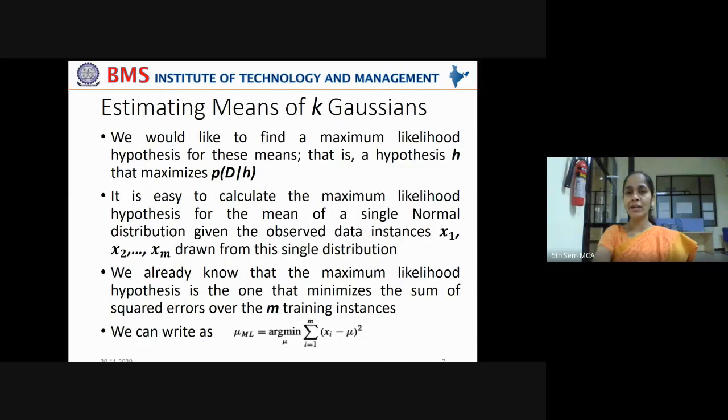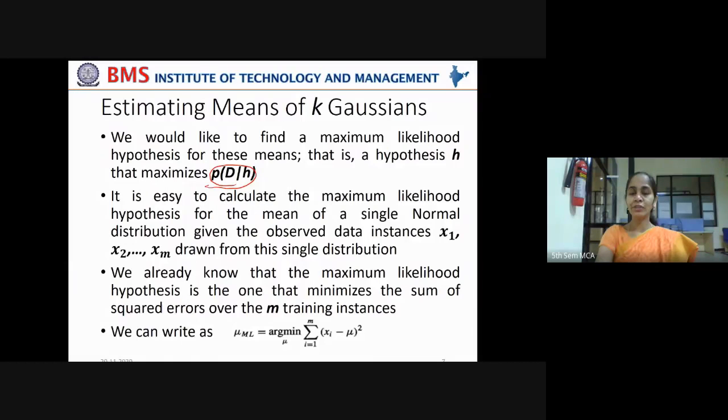Now, we would like to find a maximum likelihood hypothesis for these means. Which mean is more likely? We can say from that normal distribution that unobserved data has been derived. If we know the distribution, you can easily guess the unobserved values. Okay, that is a hypothesis h. What is the maximum likelihood hypothesis? The probability density function here, p, is taken as small p, lowercase p. So it is called a probability density function, not a probability mass function.